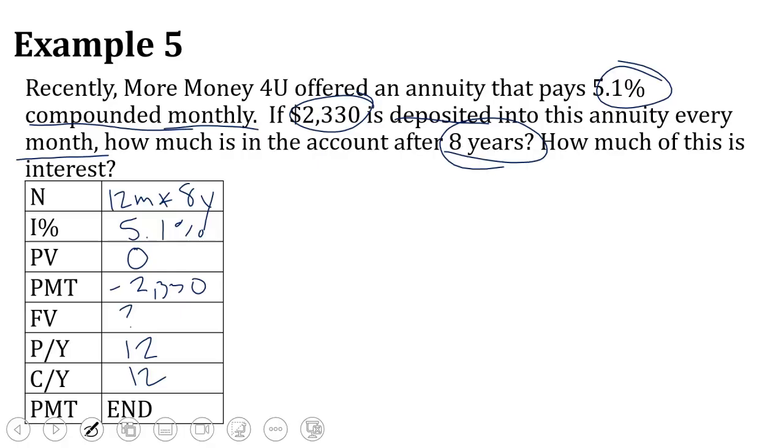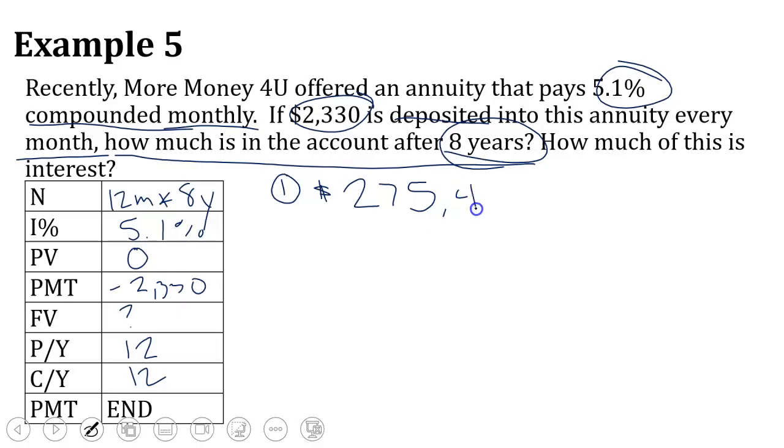So you put that into your calculator. This is a 2-parter. How much is the account after 8 years? Put it in your calculator. After 8 years, we will get $275,492.40. Now, to get out of that app screen, you can hit second quit, and it'll bring you to the home screen. All right, part 2.